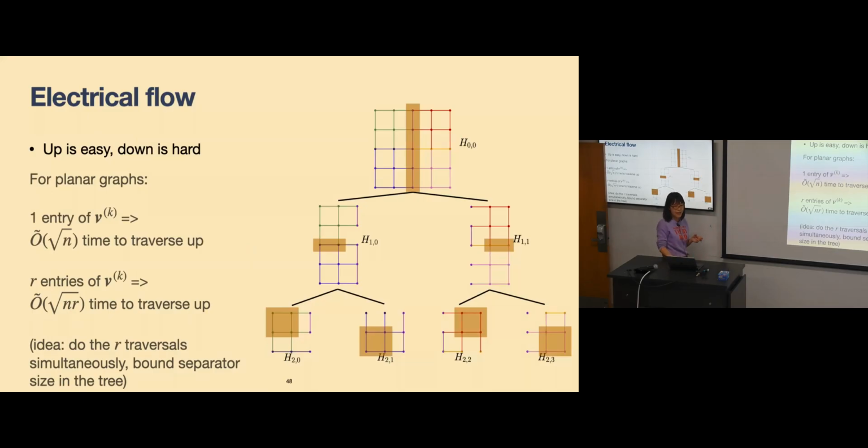But if we have r different entries, then we do this in parallel, right? So we compute everything at the child level, at the leaf node level first, and then we move up everyone together. If you do this, then we just bound the sum of the separator sizes. And it turns out you don't have to have this r times square root n. You get square root of rn. So we get a saving of square root r.